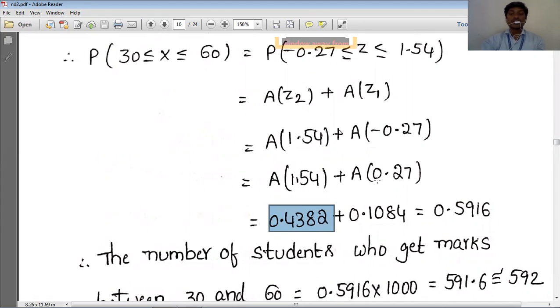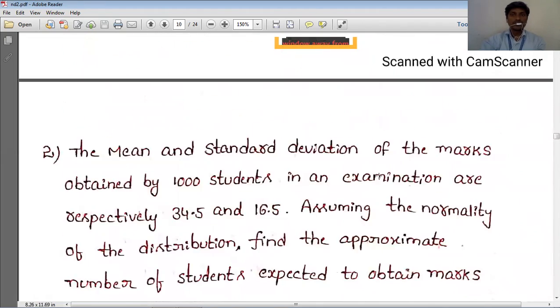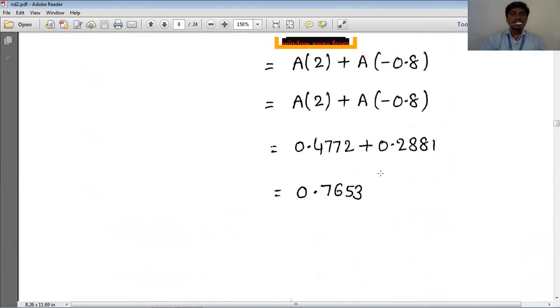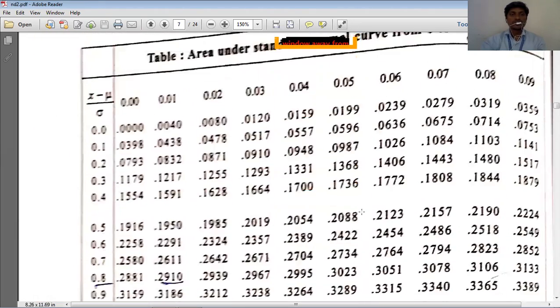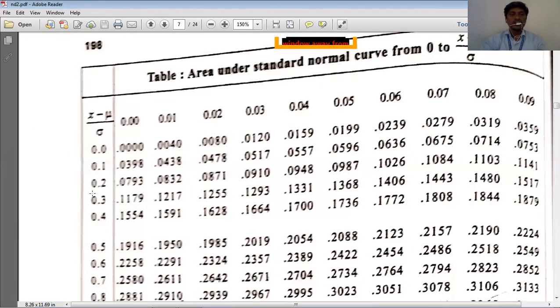And in the same way, next one, what about this? 0.27. So here it is 0.27. So this is 0.2, right? And 7 is nothing but here it is 0.07. So 0.2 and 0.07. So this is the one.